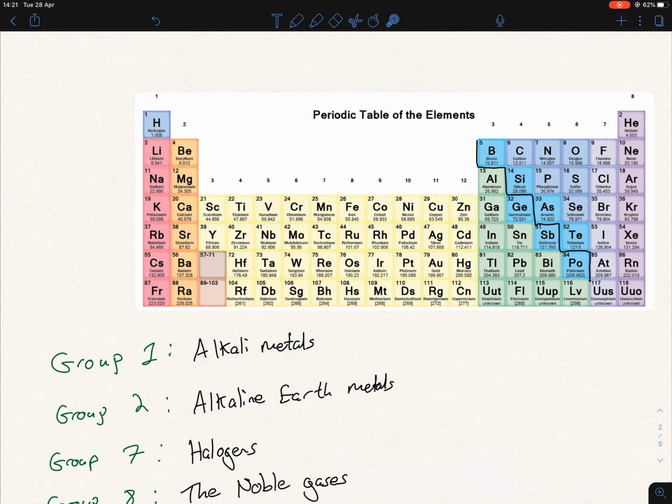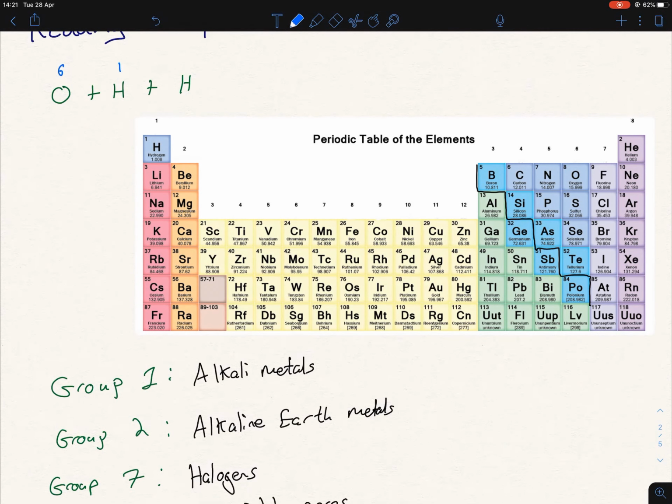So therefore, oxygen, O, plus hydrogen, because oxygen contains 6, little 6 on top. Hydrogen contains a 1 and a 1, and if you add them up, you're going to get 8, which is what we want. We want 8, the octet rule. So that's why it's H2O, and the ratio is 1:2. One oxygen is to 2 hydrogens.